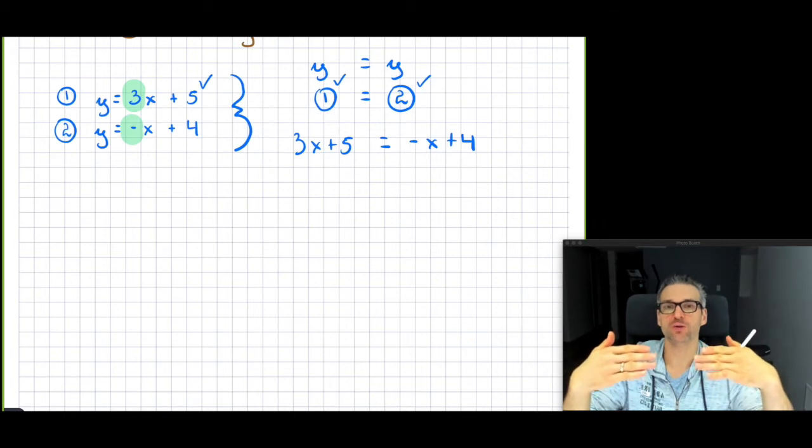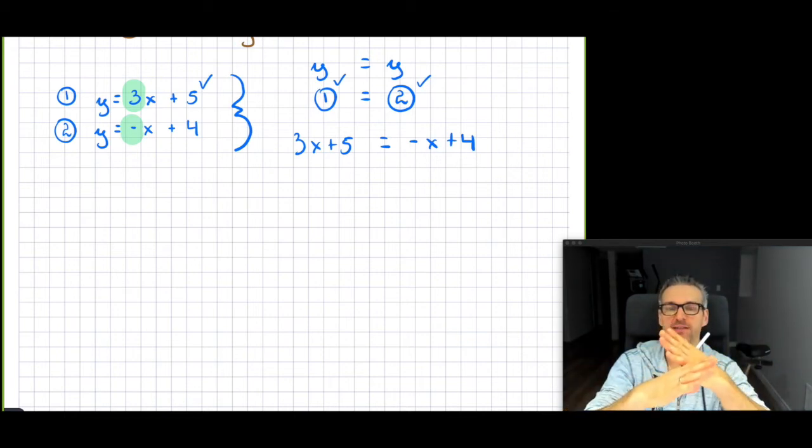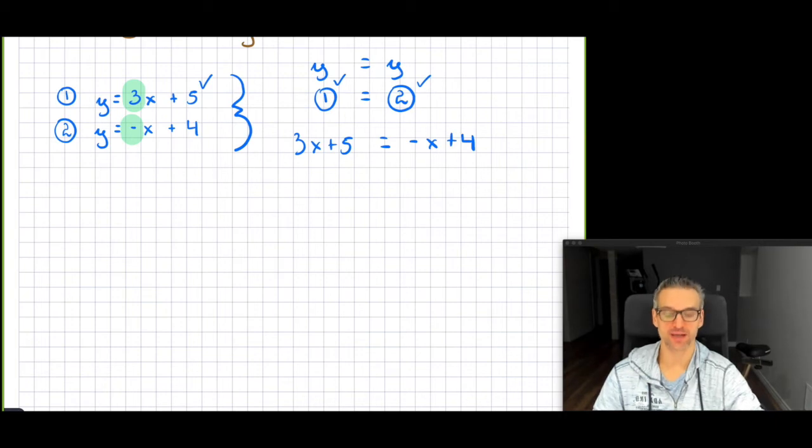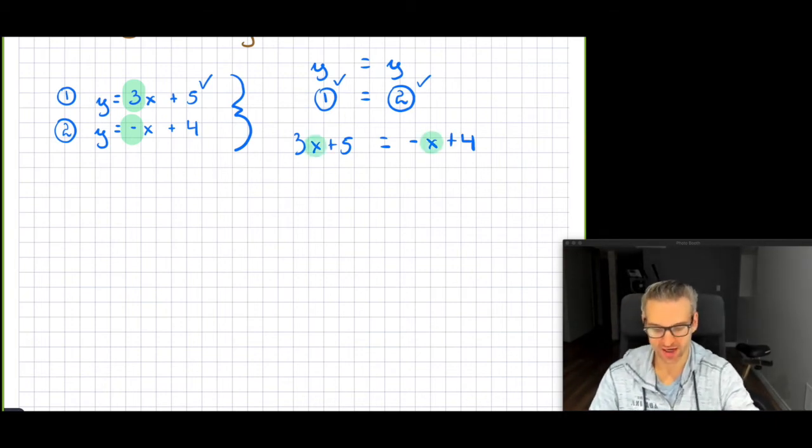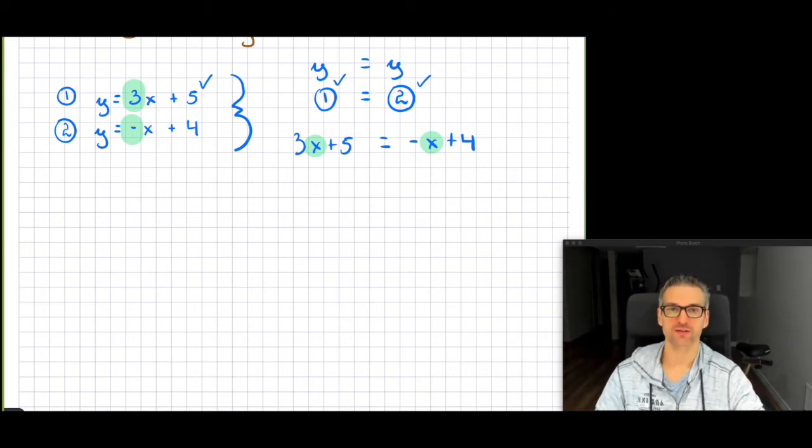Because if they're equal, they're only going to be equal at the point that they intersect. They're not going to be equal anywhere else. So that point of intersection I can now find by simply solving for x. So notice I have x on both sides, and this is a nice question to see if you still remember how to isolate and solve for a variable.